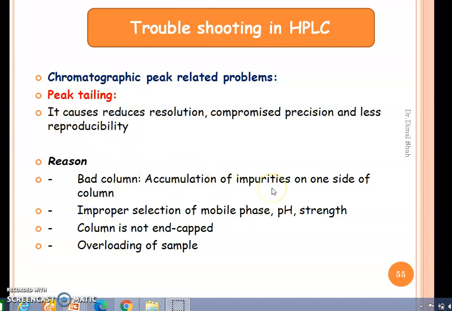There is accumulation of impurities on one side of the column. If your mobile phase is not filtered or your sample is not filtered, in that condition, the impurities, the particles may accumulate on the column. So that may be one of the reasons. The second reason is improper selection of the mobile phase, either pH or strength. Third, the column is not end capped. Fourth, overloading of sample. Excessive sample has been added on the column. So due to these reasons, there are chances of peak tailing.